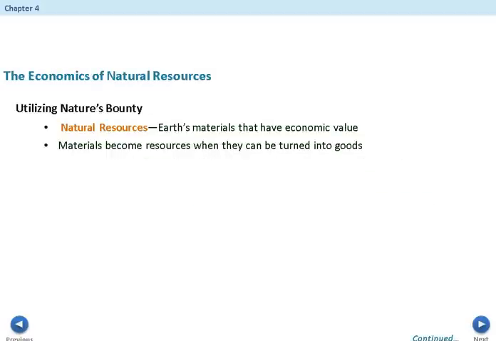Now, we also have to use things for our economy, and those are going to be resources. Natural resources are Earth's materials that have economic value. That might be things like water, crops, trees. Materials become resources when they can be turned into goods. So what we have to do is use those things to make something. Iron, metals, those things become resources when we can turn around and start to sell them.